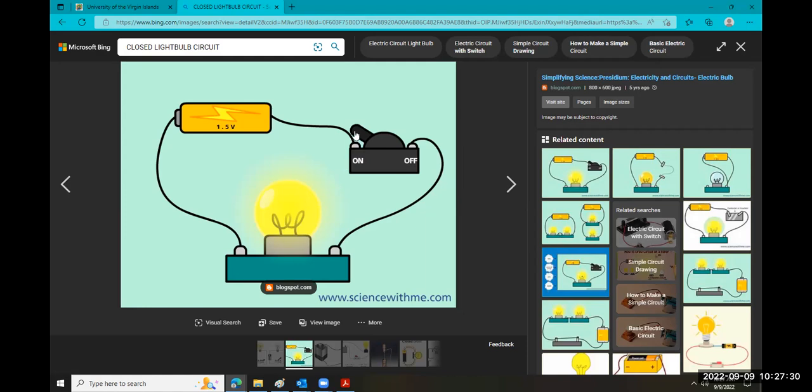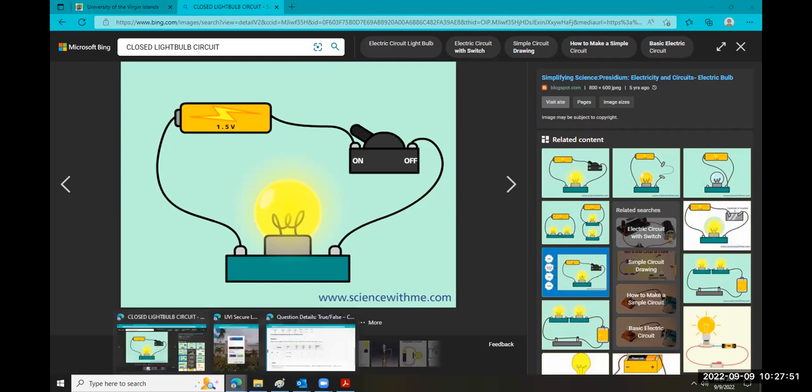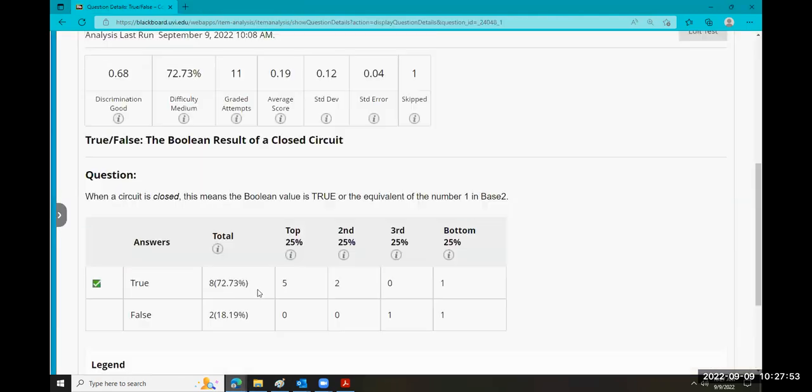Now, when it's turned off and this switch is sticking up in the air, there's nothing to connect all the way through. So off would mean that the circuit is open. O for open, O for off. Okay, everybody got that? Just want to make sure everybody got that. All righty.